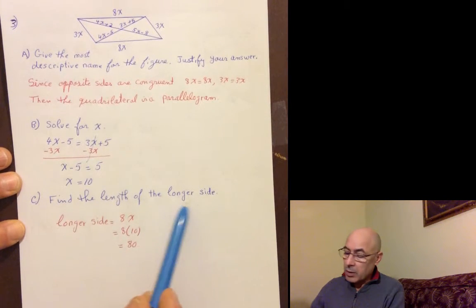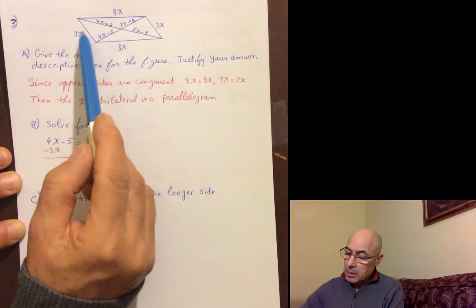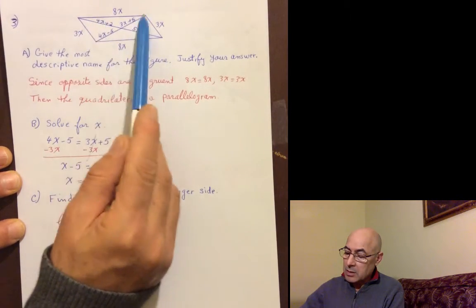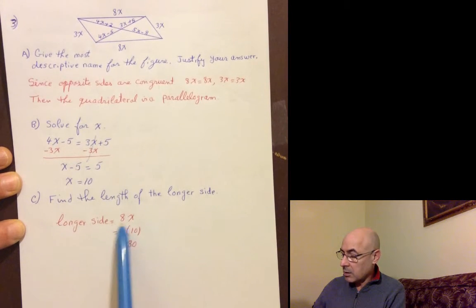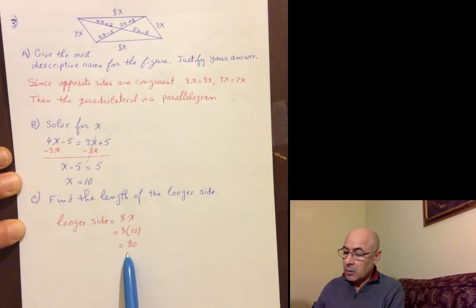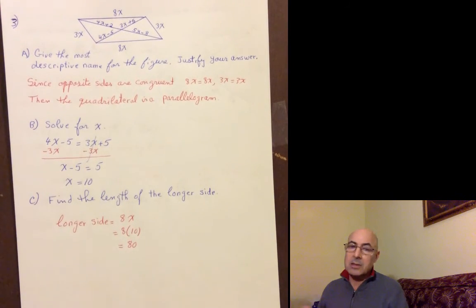Find the length of the longer side. If this is 3 times x and this is 8 times x, so the longer side is 8x. So the longer side equals 8x. We know that x is 10. 8 times 10 equals 80. That's example 3.